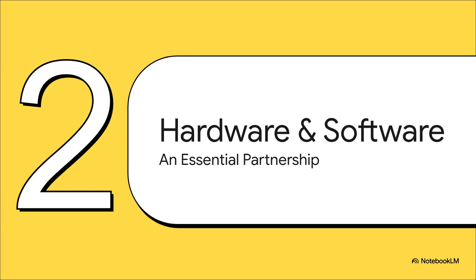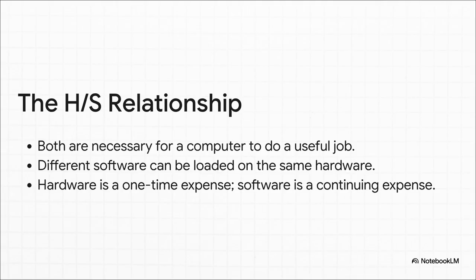So how do these two types of software, the system and the application, actually work with the physical machine? Because they don't just exist in a vacuum, right? They're in this crucial symbiotic relationship that is literally the basis of all modern computing. And this partnership is absolutely essential. You need both, hardware and software, period.